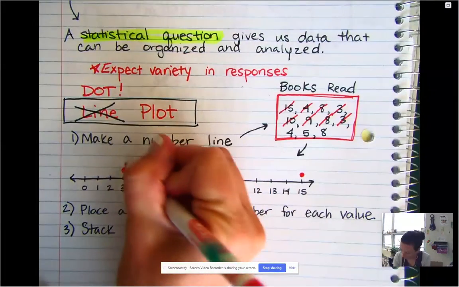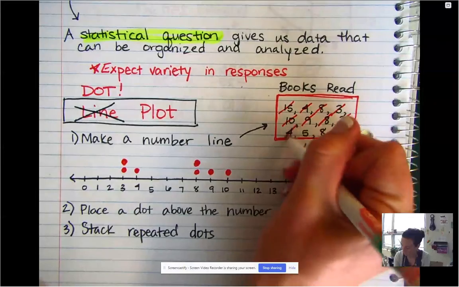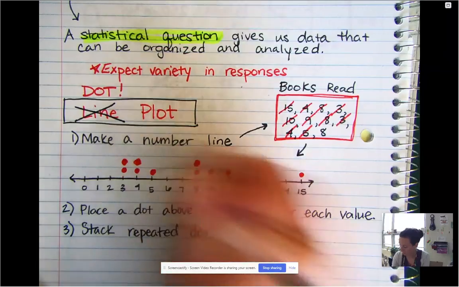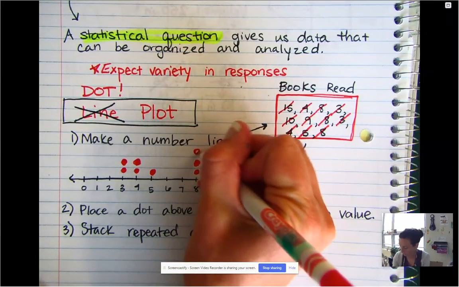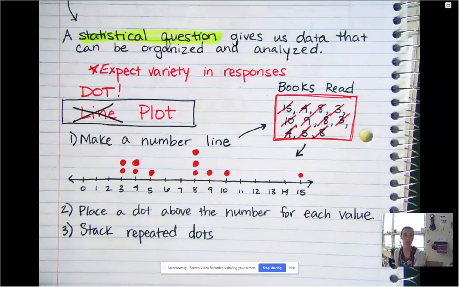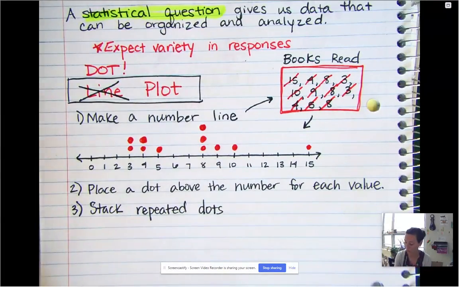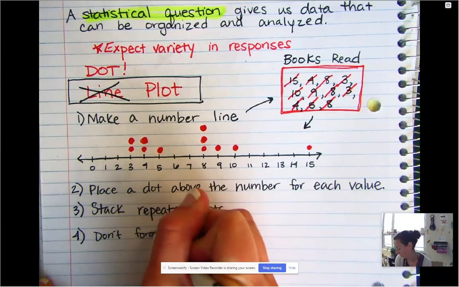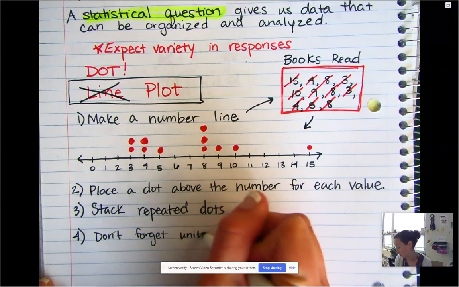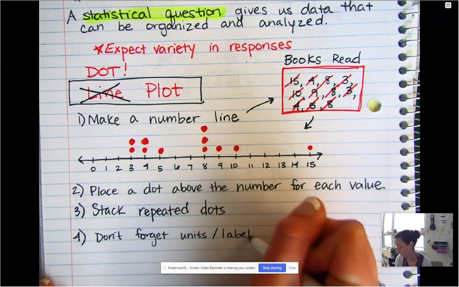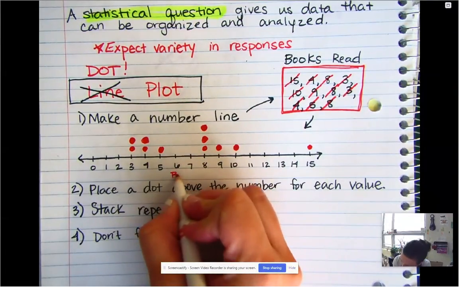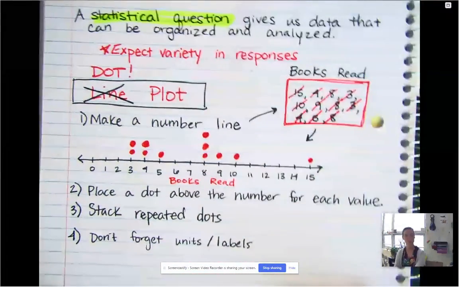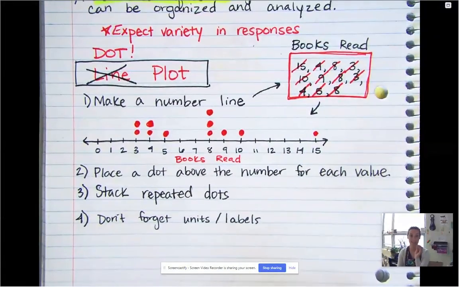Three, another 3, 4, 4, 5, and 8. All right, so this is a dot plot. Oop, don't forget your units. So this would be books read. And we can put that below or above, it doesn't matter. Okay, so there's our dot plot.